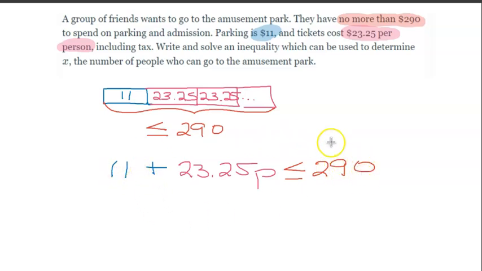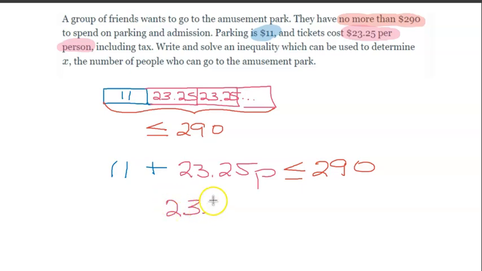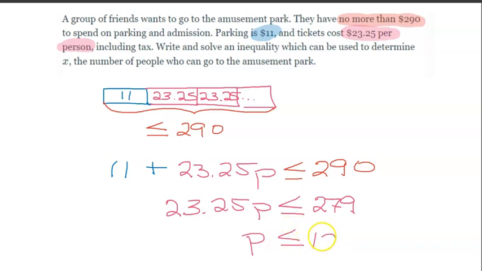So let's subtract 11 from both sides. 290 minus 11 would be 279. And then if I divide by $23.25, that's 12. So P, the number of people, needs to be less than or equal to 12.